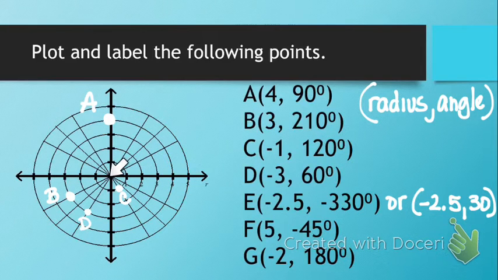So negative 2.5, I'm going to go backwards. 1, 2, and it's going to fall right in front of point B. So it will be right there. So negative 2.5 would be halfway between the second and third ring. So that will fall right there in front, which would be here.